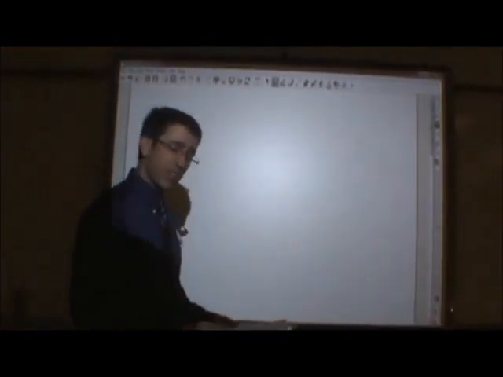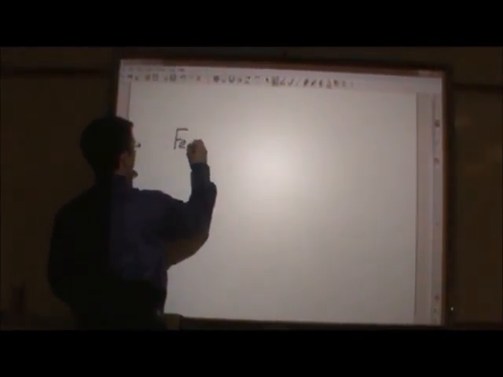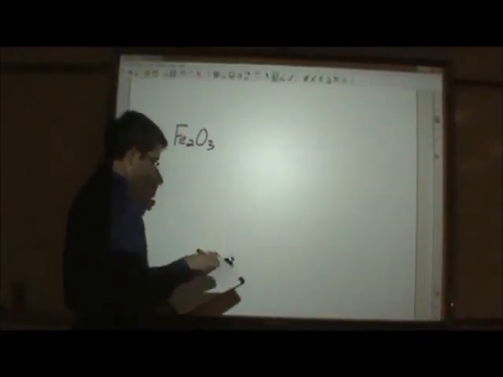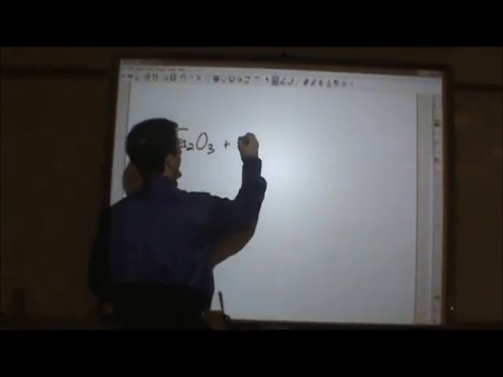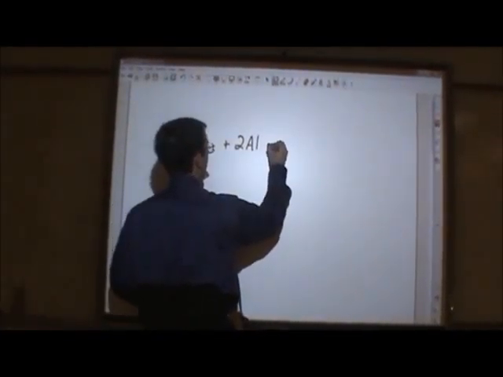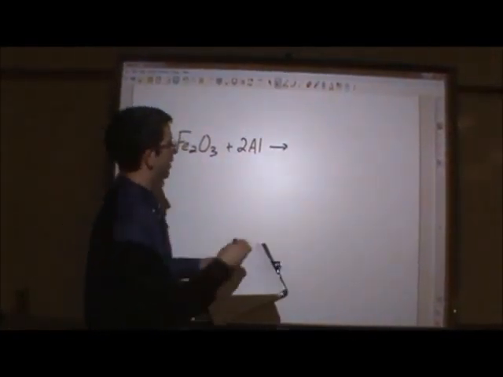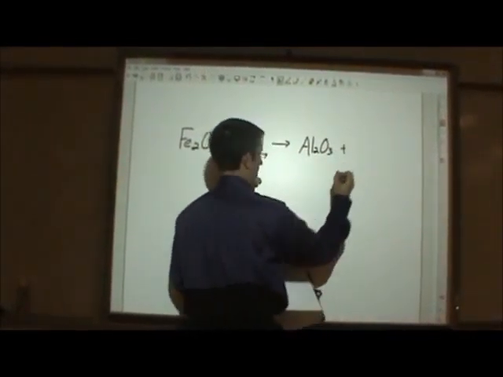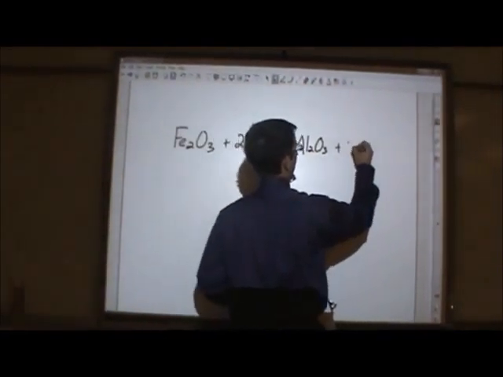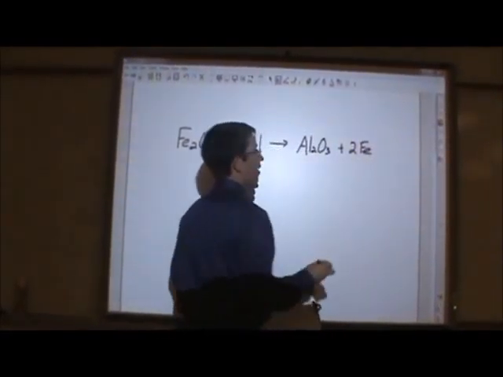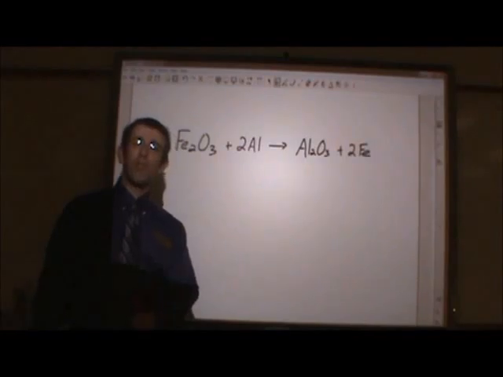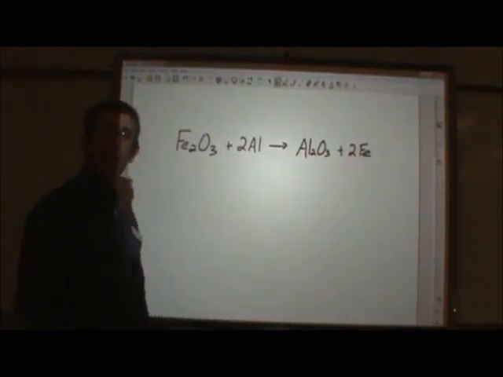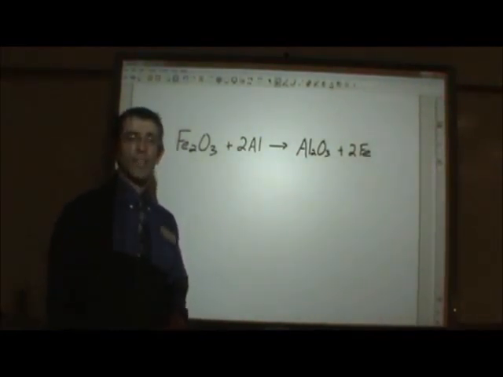Now you've just seen this video. This is a thermite reaction. So we have Fe2O3, there's our iron oxide, plus 2 aluminum will give us aluminum oxide plus iron. Now, hopefully you remember this is an exothermic reaction, lots of energy coming out. So there's a couple ways you can write this.